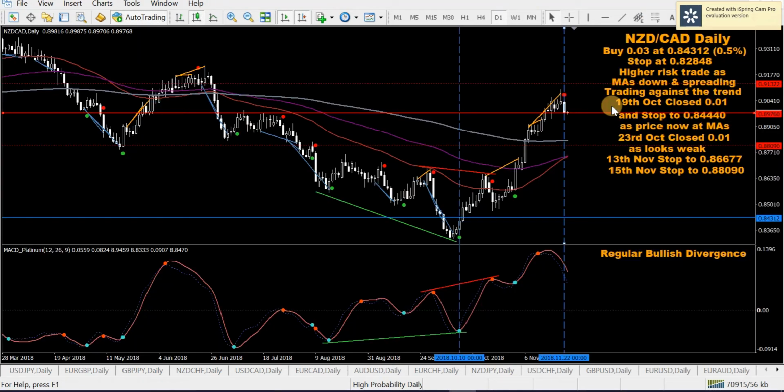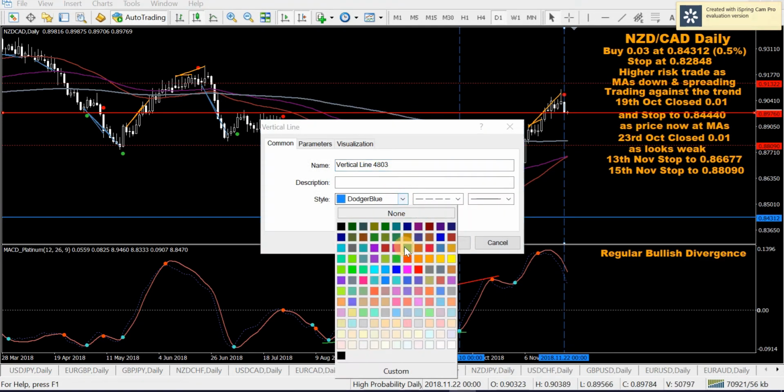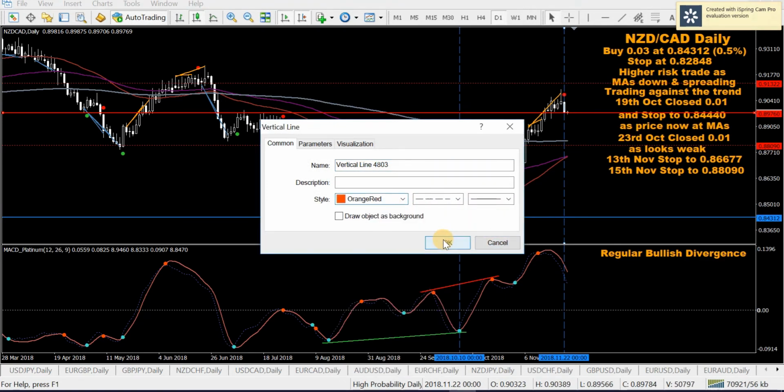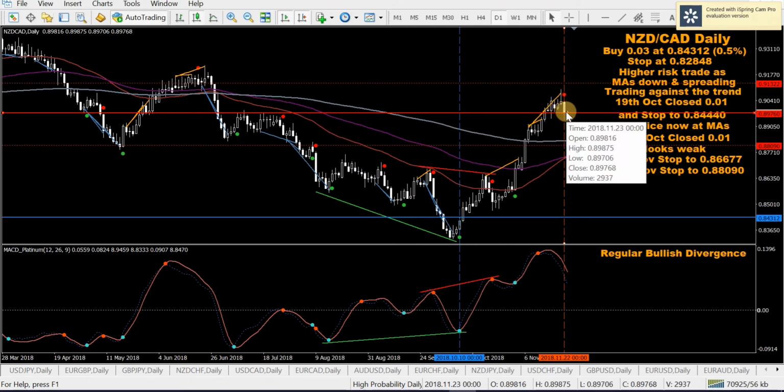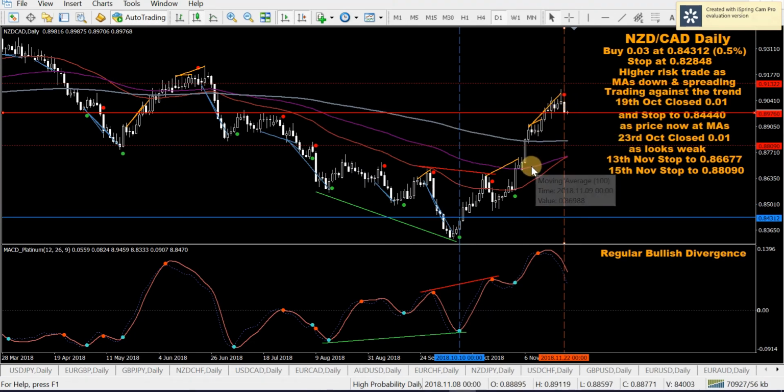And New Zealand CAD, I'm still in a buy from back here. There's a stop for the buy at this level here, just below the 240 LMA. This morning I took a new sell. That should be a red line because it's a sell, Jim, you idiot. All right, there we go. So we took a new sell this morning, stop placed up here.